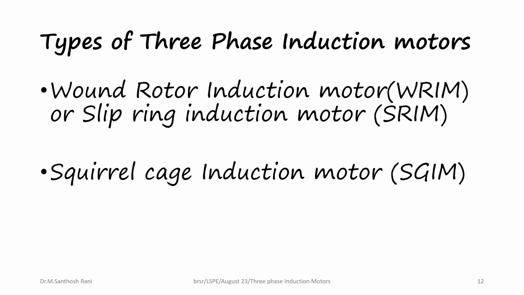There are two types of three-phase induction motors. One is called the wound rotor induction motor, normally referred to as WRIM, or slip ring induction motor, SRIM. Both mean the same, which has a wound rotor, that is a three-phase winding shorted using slip rings in the rotor. The second type is the squirrel cage induction motor, normally referred to as SCIM. The squirrel cage induction motor is the one very widely used.